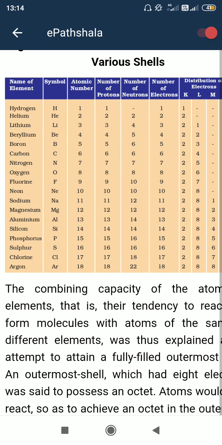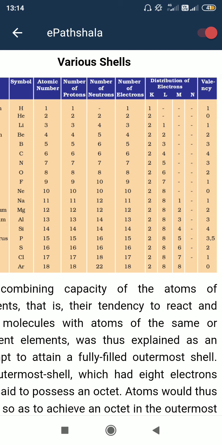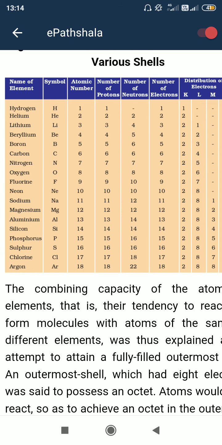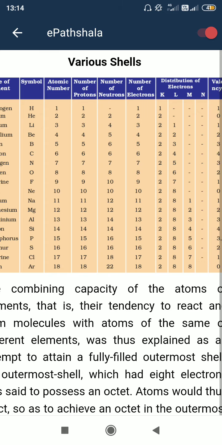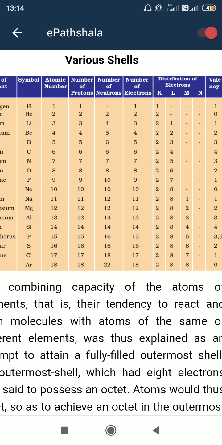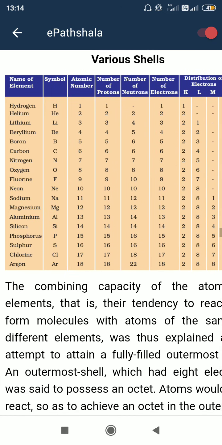And for calculating the neutron number, we need to know the mass number. Mass number means proton number plus neutron number. So proton number plus neutron number is the mass number. Like in sodium, the mass number is 23, the proton number we know is 11, so the remaining 12 is the neutron number, because proton plus neutron equals the mass number.